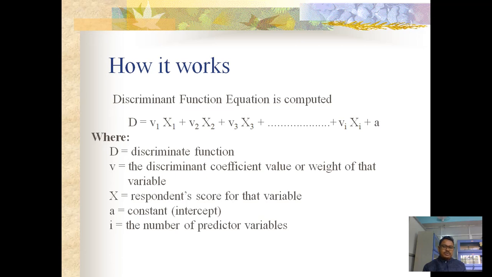So we compute the discriminant score or the discriminant function equation, and in this case the equation is D is given by b1 into x1 plus b2 into x2 plus b3 into x3 plus dot dot dot bi xi. So we have multiple independent variables or predictor variables, plus a. A is known as the constant or intercept. So basically, in discriminant function analysis we try to compute the discriminant score.